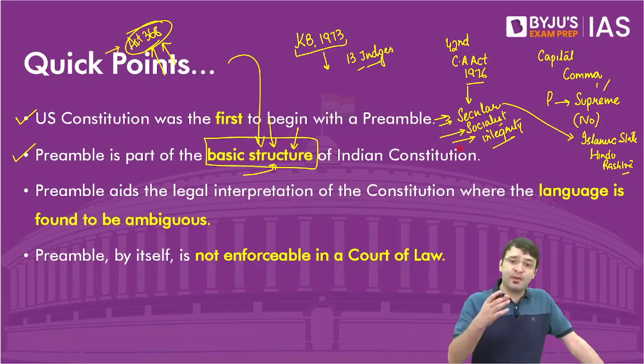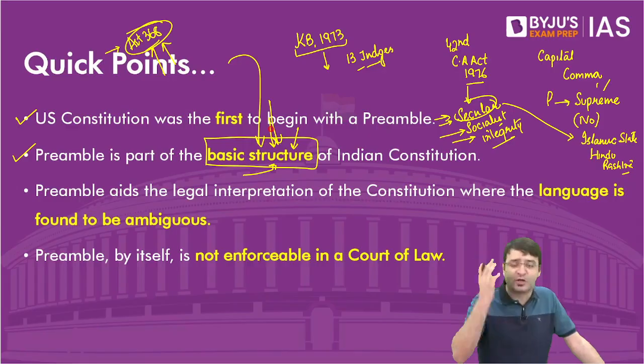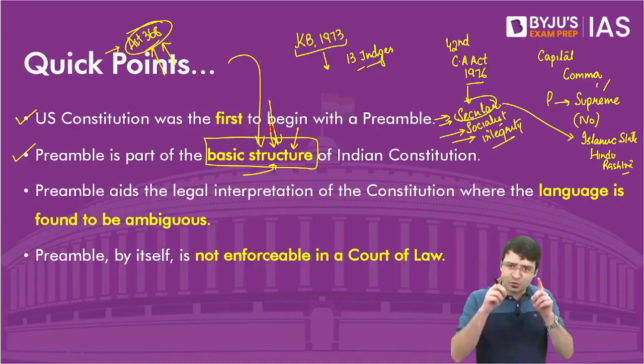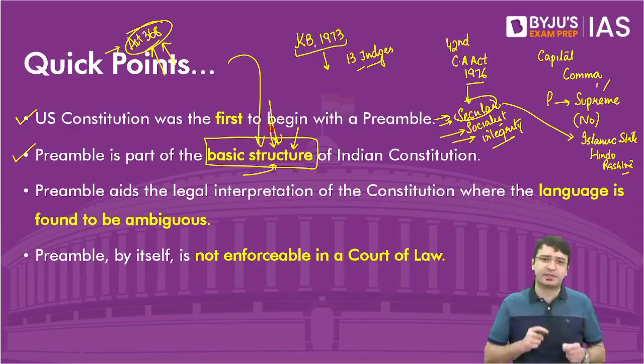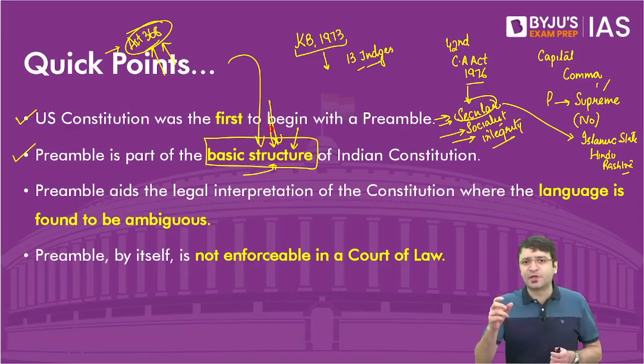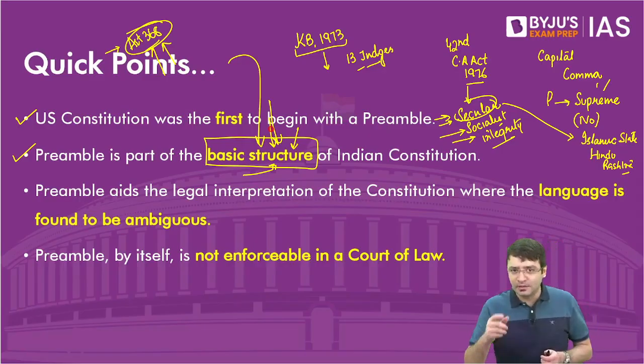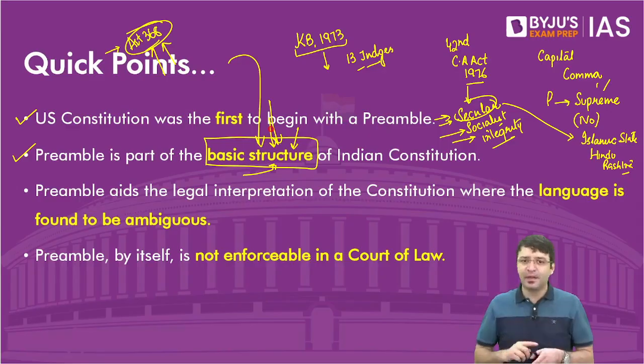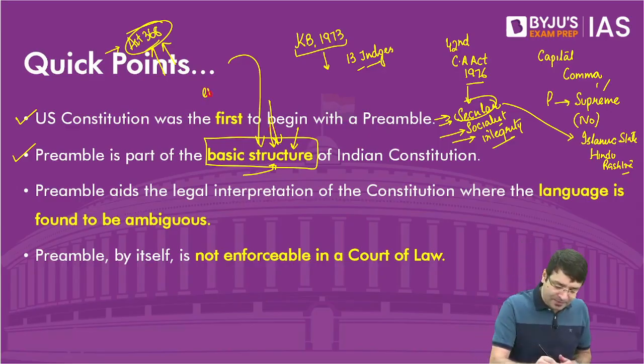In fact, the Supreme Court has said secularism is also part of the basic structure of the Constitution, which no amendment to the Constitution can change. Long story short, what are these quick points that you have to remember? One, the US Constitution was the first one to begin with the preamble. Number two, can the preamble be amended? We can say the preamble can be enhanced or enriched.